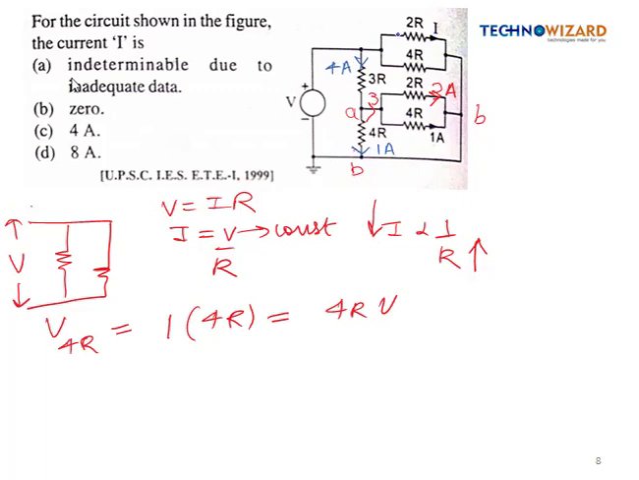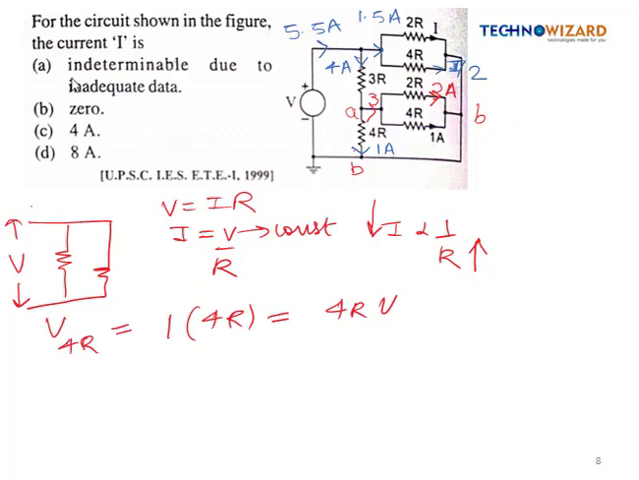See here also, through the 2R resistance the current is I, but here the resistance value is doubled, so the current will become half. So from here the current flowing is I by 2, because the resistance value has doubled, so current will decrease. So here the total current is I plus I by 2, that is 1.5 ampere current, and from here 5.5 ampere current is flowing, okay. So basically we have to find out the value of current I.